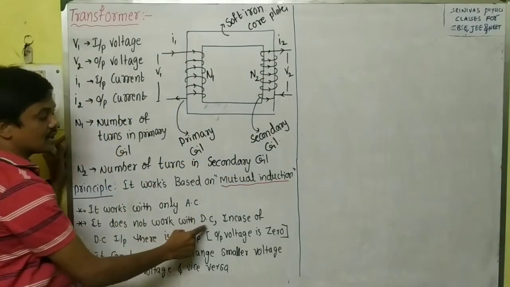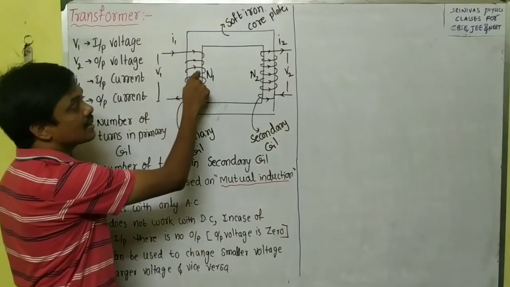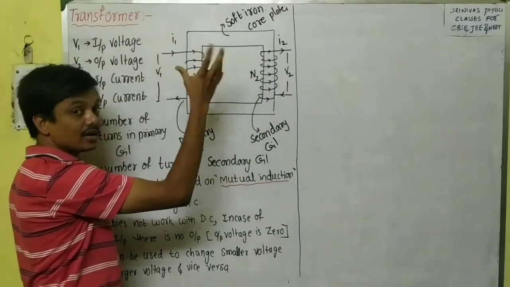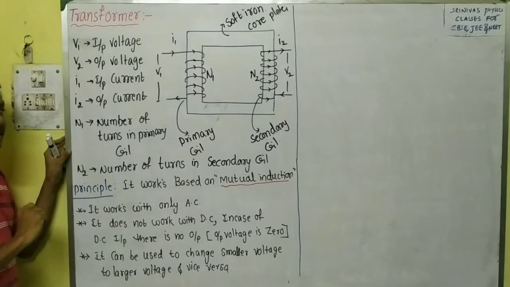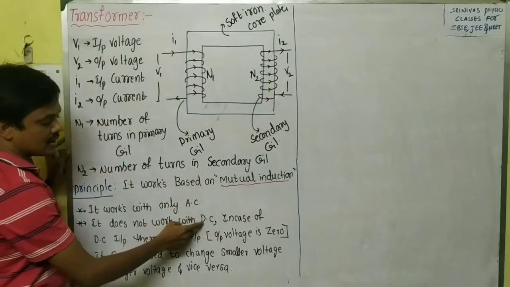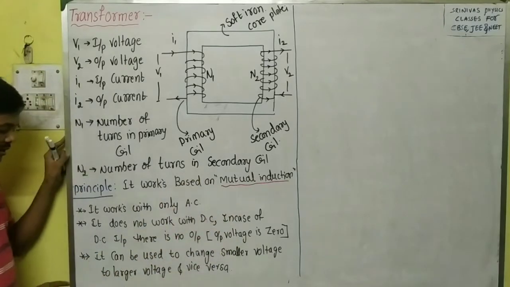It cannot work with DC, because when you supply constant current, then the field is constant, the flux is constant, and that constant flux linked with the secondary coil cannot produce any current or EMF. That's why the output voltage is 0. It cannot work with DC. If you apply the DC input, then there is no output. That means the output voltage is 0.